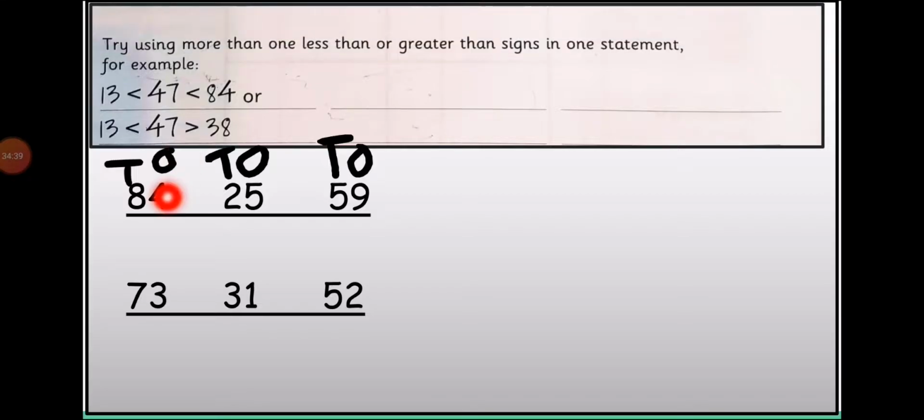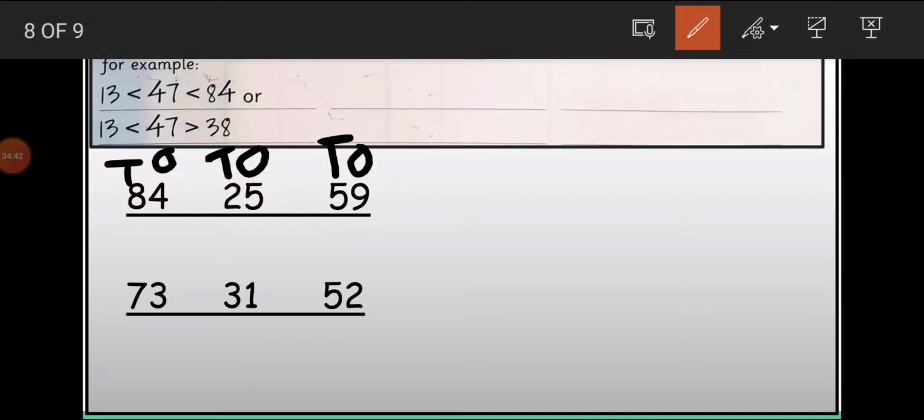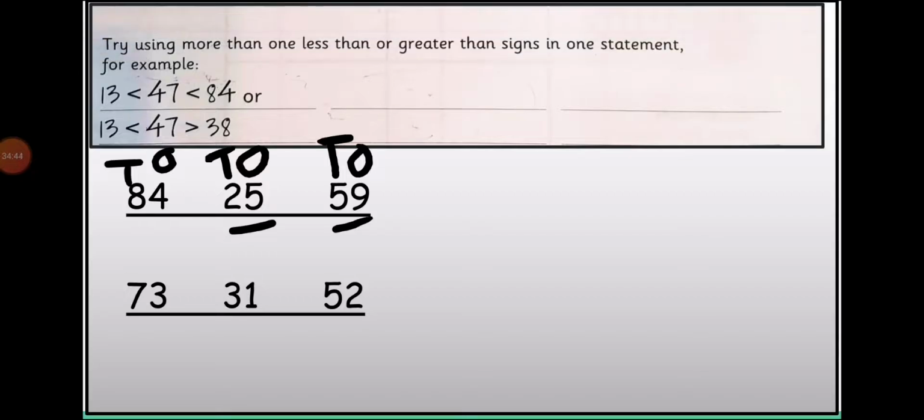After comparing these two numbers, you will compare 25 and 59, the second and third number. Check out the tens space. Is 2 tens greater than 5 tens, or is 2 tens less than 5 tens? Then put the sign here, greater than or smaller than.